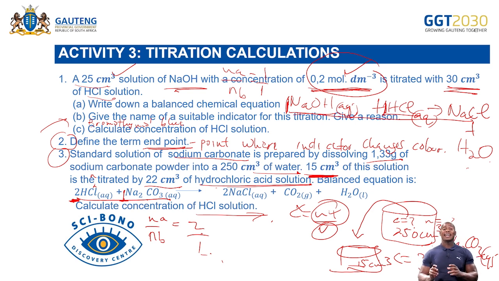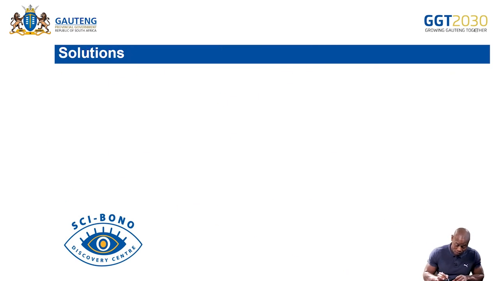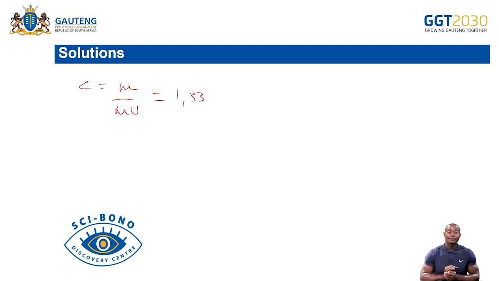Right. So the first thing that I need here, learners, is the number of moles. But how am I going to get those number of moles? I have to start by calculating the concentration of the standard solution. Let's calculate the concentration of the standard solution. So for the concentration of the standard solution, I can use mass over molar mass times volume. The mass that was used was 1.33, over the molar mass of sodium carbonate.